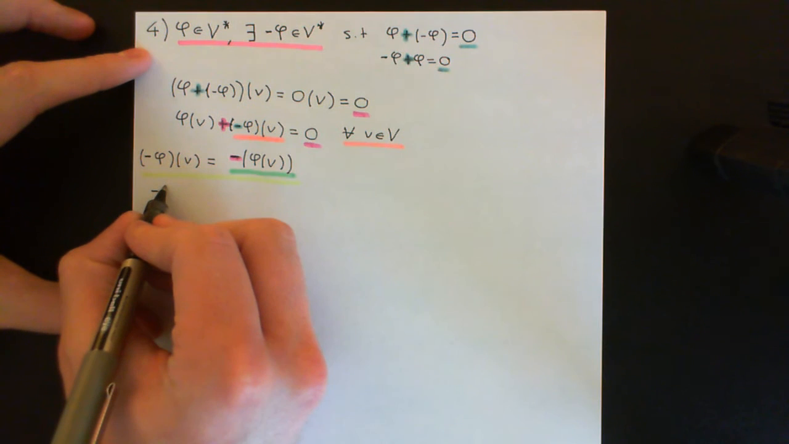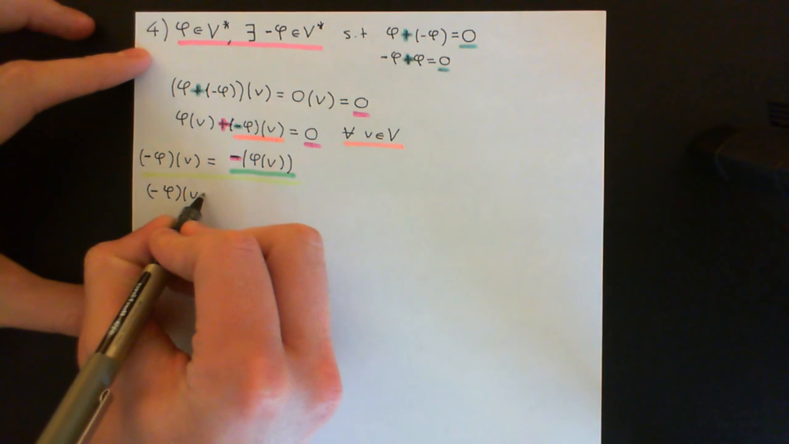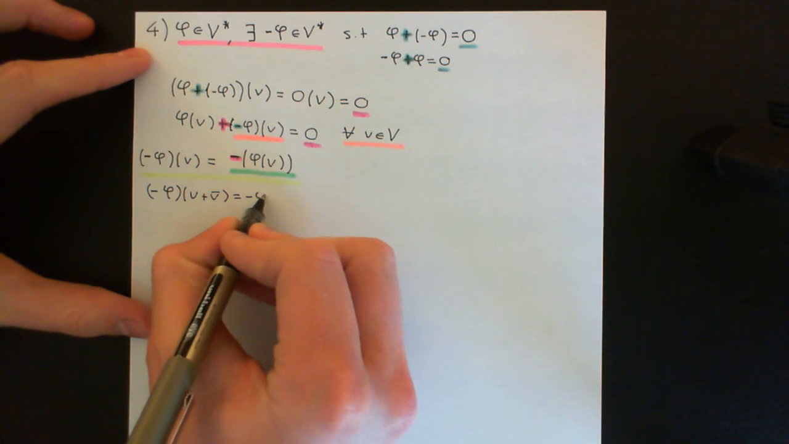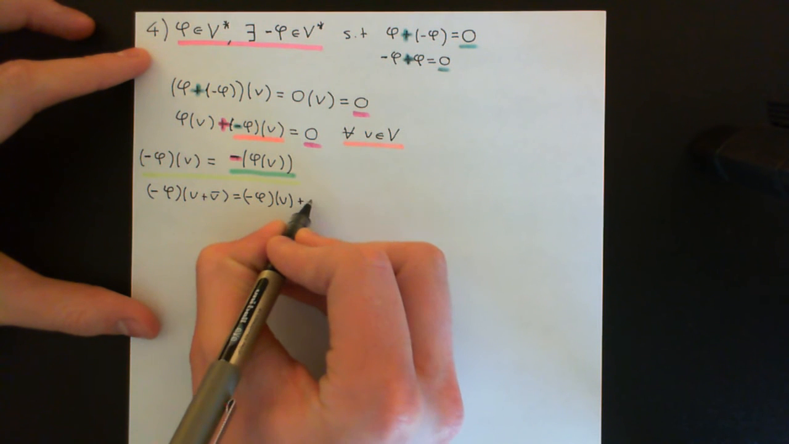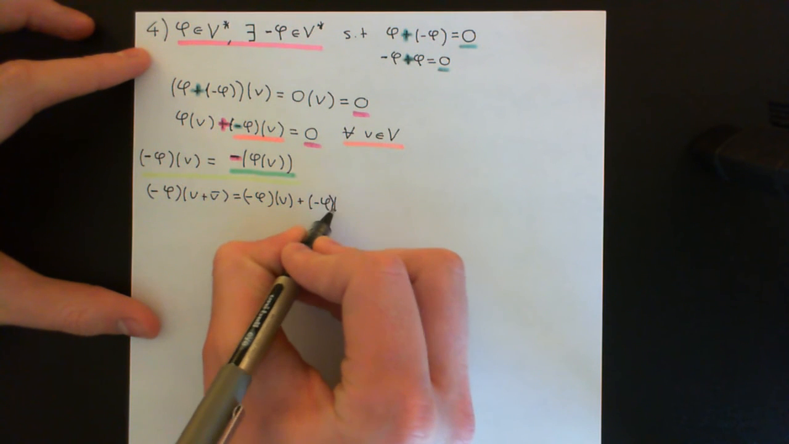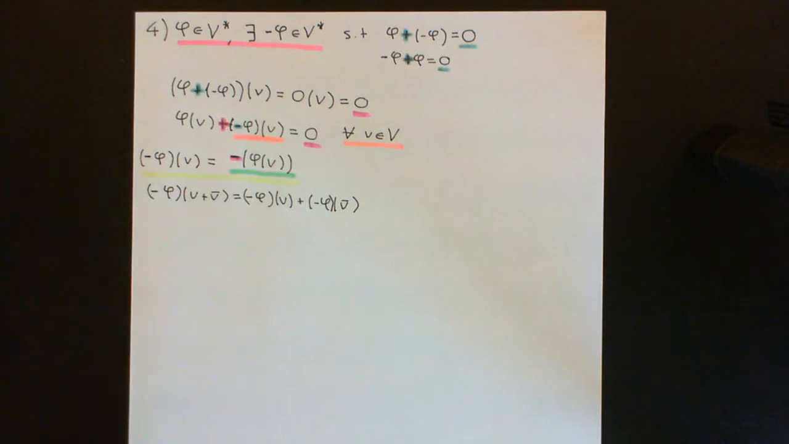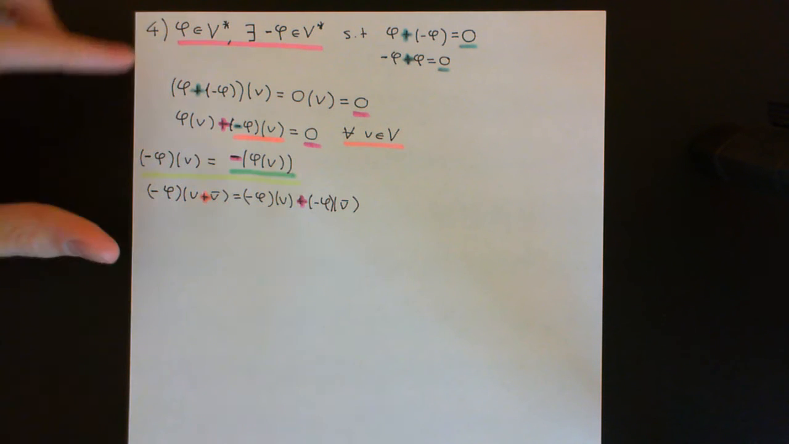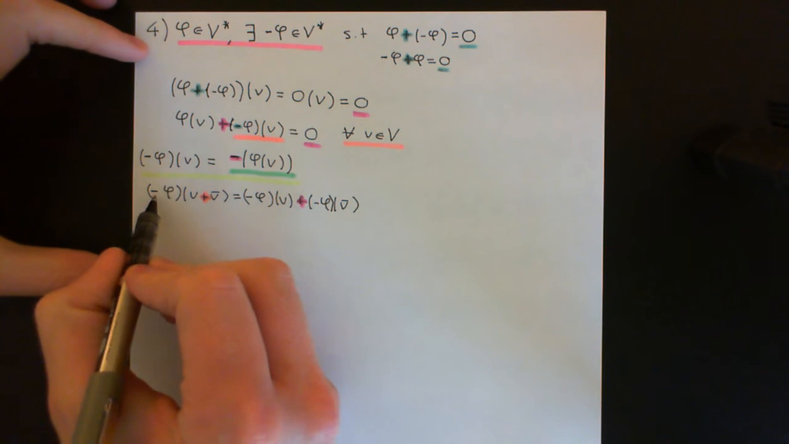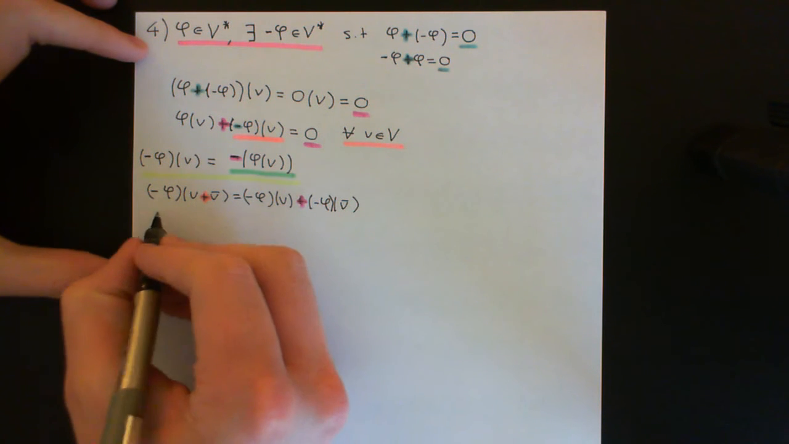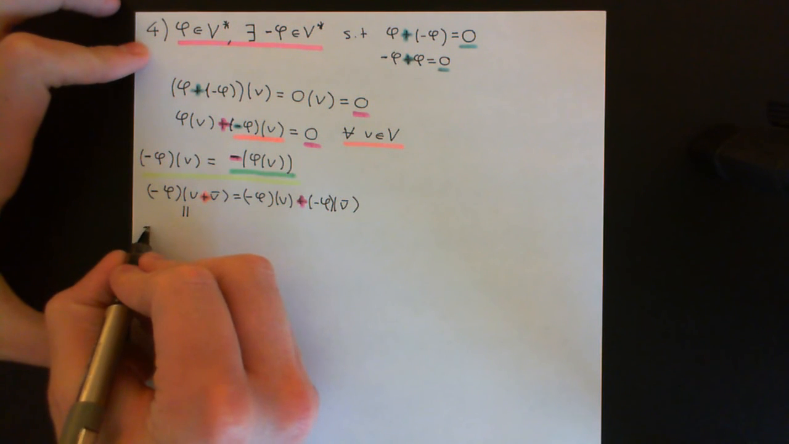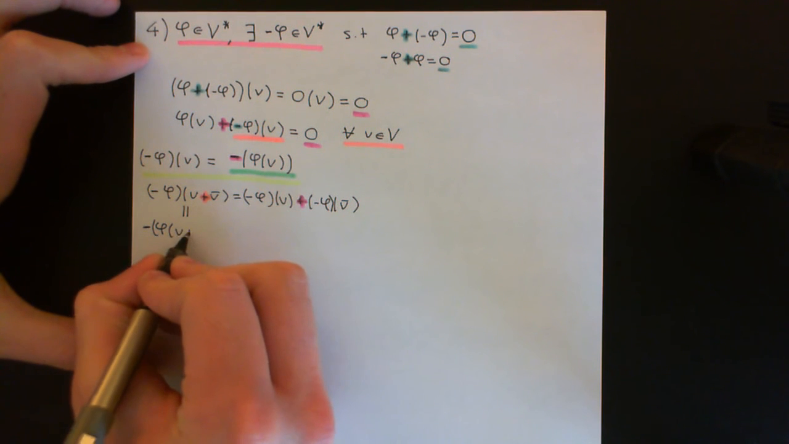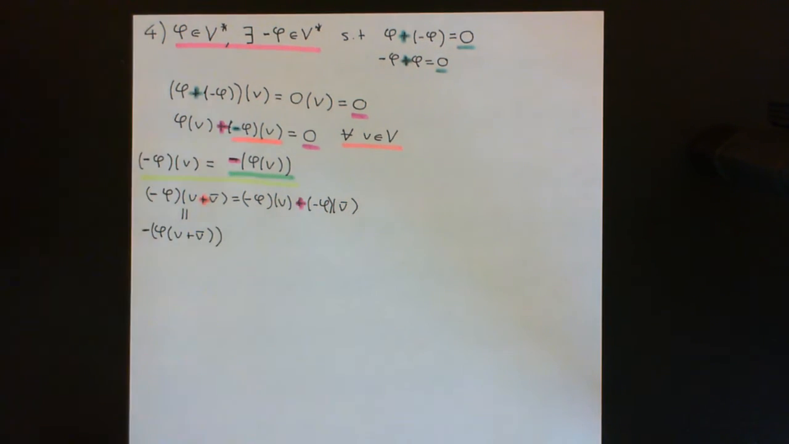Firstly, I want to check that negative phi of v plus v bar is equal to negative phi of v plus negative phi of v bar, like so. Remember, the first addition will be addition in the vector space, whereas the second will be addition in the field. So how am I going to prove that? Well, I will apply the definition of what negative phi of an element is equal to, and I'll say that this thing here is just going to be equal to the additive inverse of phi of v plus v bar, and then I can use the fact that phi is a linear map here.